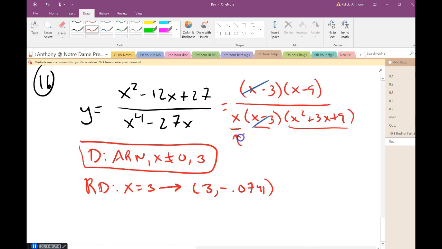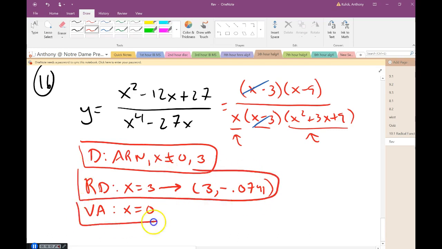And now this piece gives me the vertical asymptote, because that still can be 0. Does this piece do anything for the vertical asymptote? No, because it gave me imaginary solutions. So I have those two things. My x-intercepts are going to come from the reduced portion, excuse me. So that's just 9, 0.